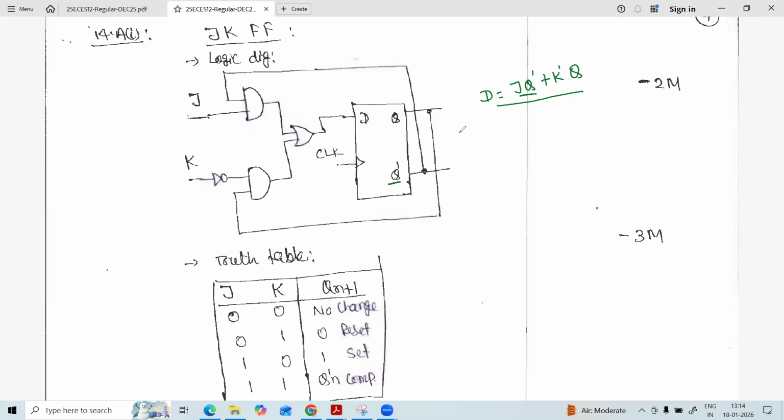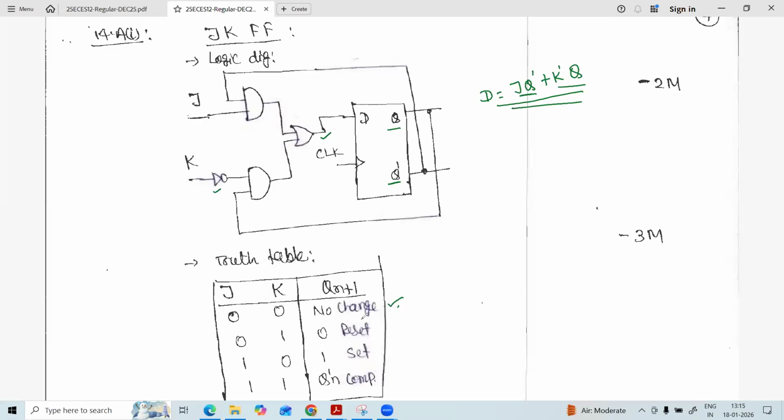Another AND gate has the input K dash, so an inverter is required here, and its other input is Q. Finally, these are given to an OR gate to make the sum, and the OR gate output is given as the input to the D flip-flop. Here, if you see the truth table, when both inputs are 0, 0, there is no change. The next state is the same as the present state, so there will be no change.